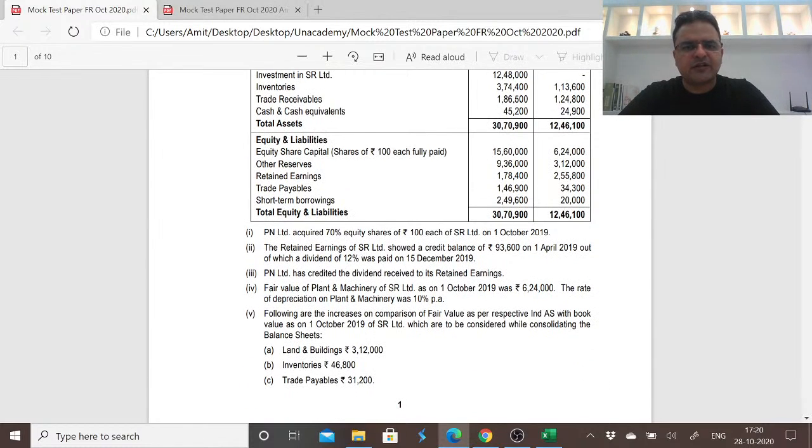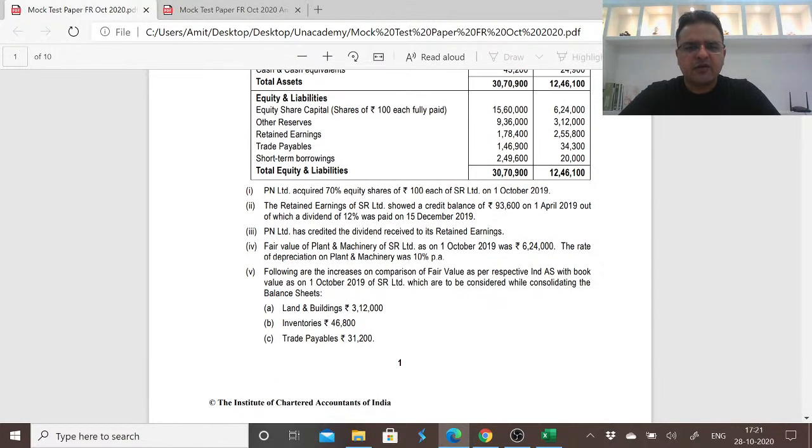How much is the total increase in the value of plant and machinery from the carrying amount on this date? That increase will be taken into account on the date of acquisition. So this will be calculated. Following are the increases on comparison of fair value as per respective Ind AS with book value as on 1st October 2019.